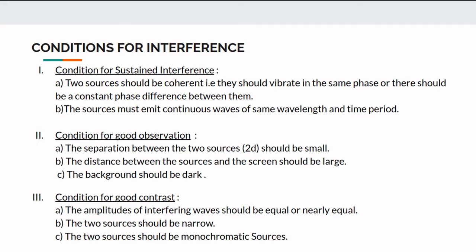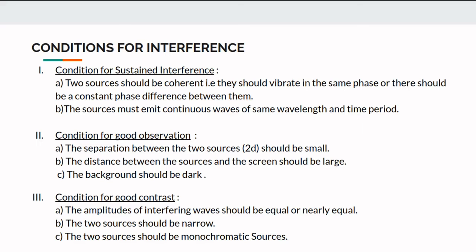In this way, according to our situation, we have to derive the conditions for interference. They are divided into three categories. The first one is conditions for sustained interference. In this case, there are two important points. The first and foremost important point is that the two sources must be coherent.